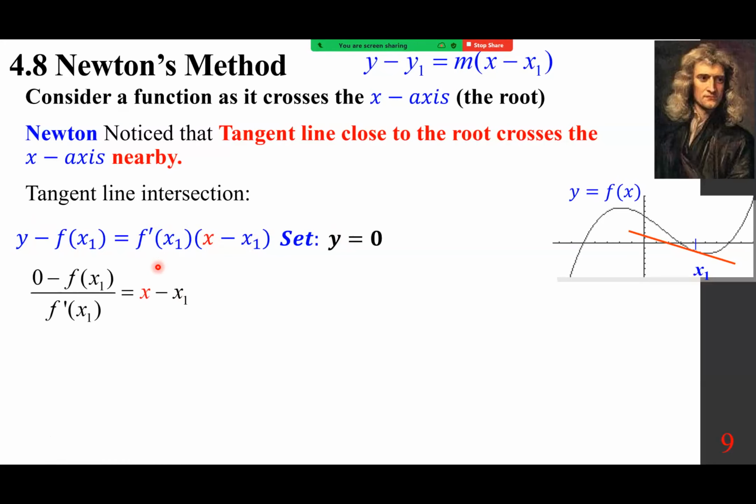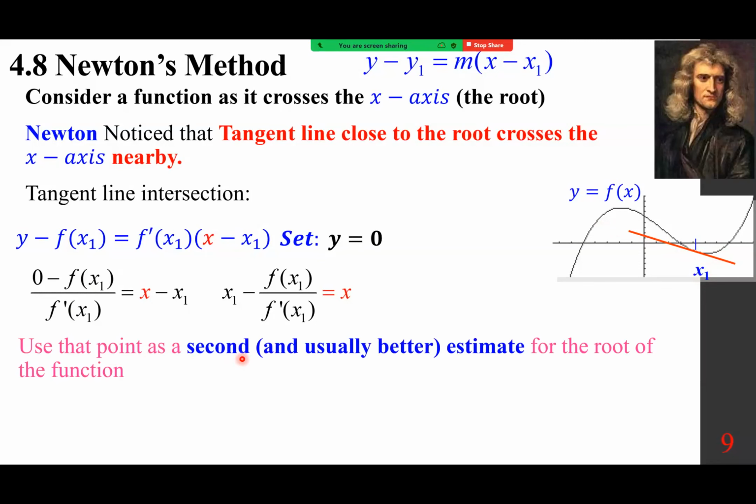If I move this to the other side, this becomes positive. So x sub 1 minus this, that means f of x sub 1 over f prime of x sub 1 is x. This is the x-intercept for the tangent line, or the new x sub 2 in essence. So use that point as a second and usually better estimate.